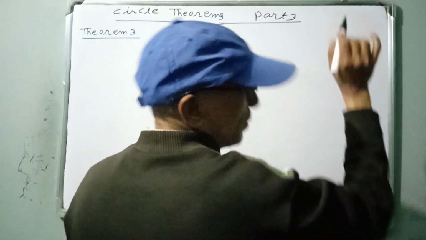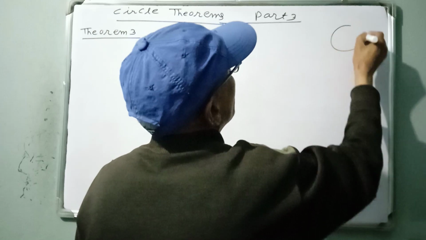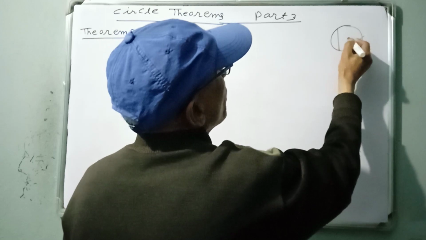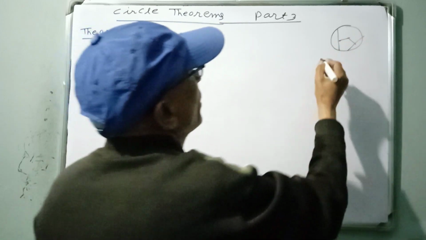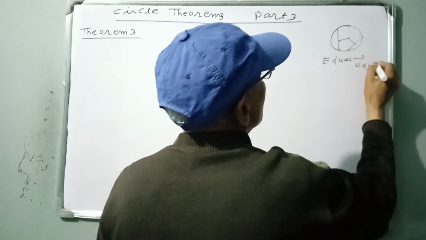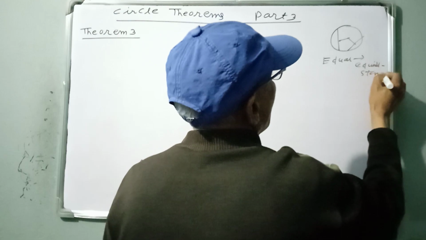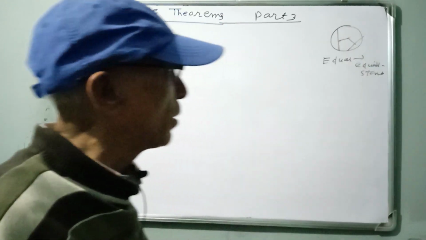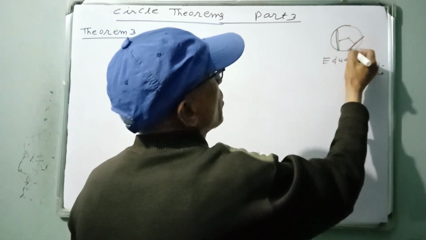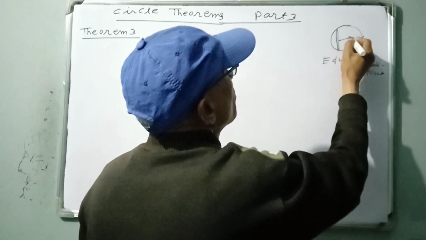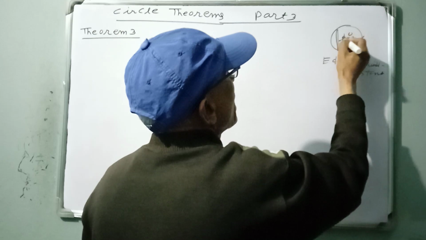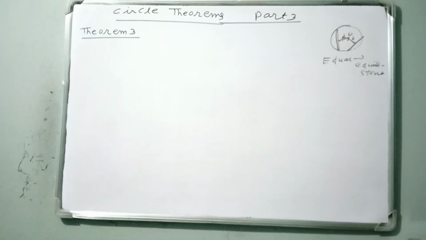Before starting, suppose these two chords are equal. If these chords are equal, they are equidistant. And if they are equidistant, they are equal. What is the meaning? Chords equal means this chord is equal to this chord. Here distance means perpendicular distance, this distance and this distance.